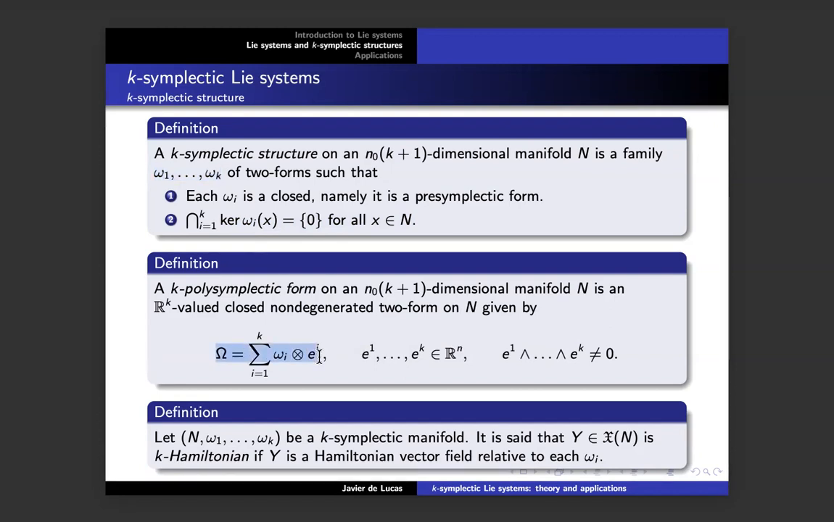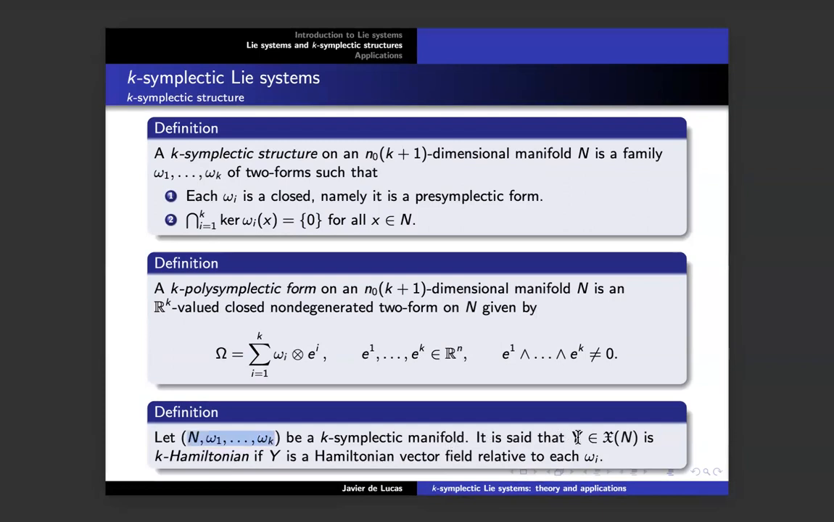There are little weird but acceptable cases. You could, for example, consider that one of these forms is symplectic and all of the remaining ones are equal to 0. This is a perfect case because when one of these forms is symplectic, the intersection of the kernels is going to be 0, and the other ones are closed because they are 0, no problem.